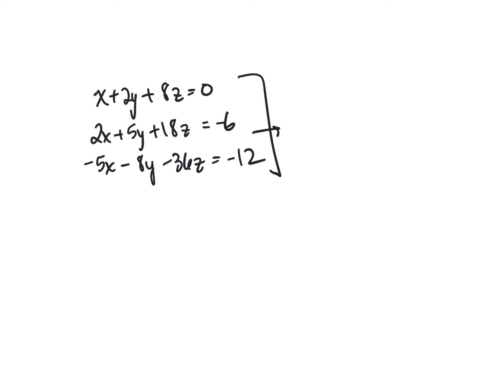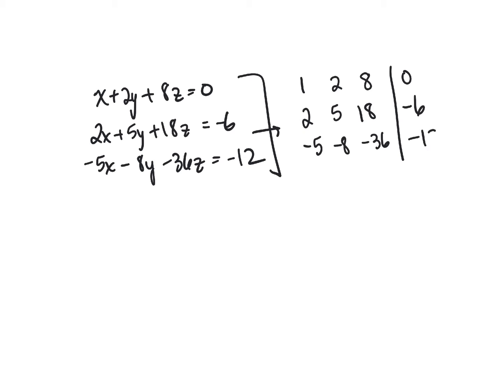All right, if you're going to solve this using either Gaussian elimination or Gauss-Jordan elimination, the first thing you want to do is put this into an augmented matrix. So I'm going to put 1, 2, 8, draw my line, 0. Then the next row will be 2, 5, 18, -6. And then the last row will be -5, -8, -36, -12. So this is the matrix that we're going to be working with.